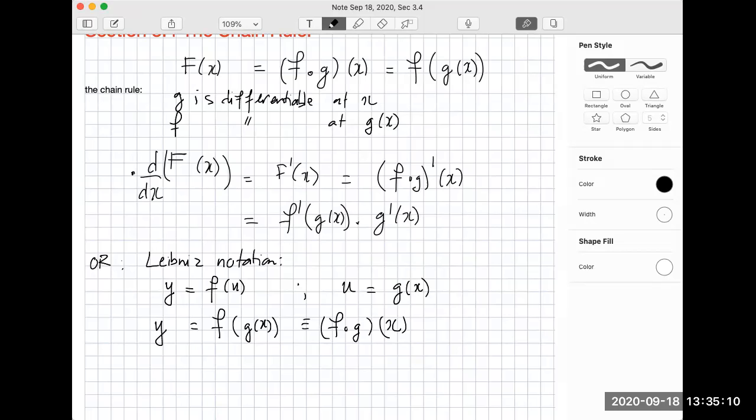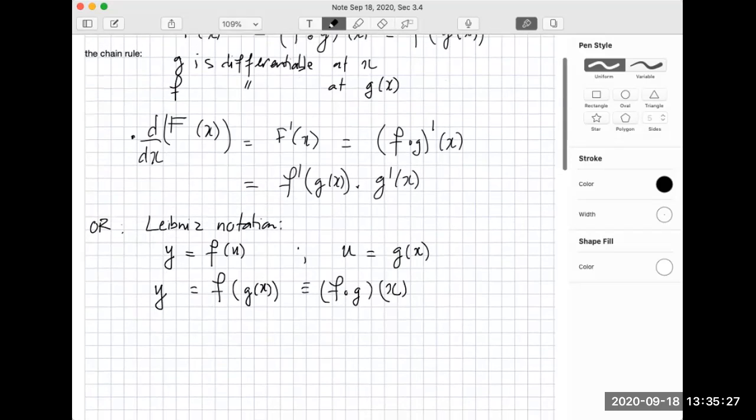Leibniz is the name of a mathematician. Leibniz notation comes from a very famous mathematician, and he suggested an idea like this. He writes this way, so we call it just by his name.